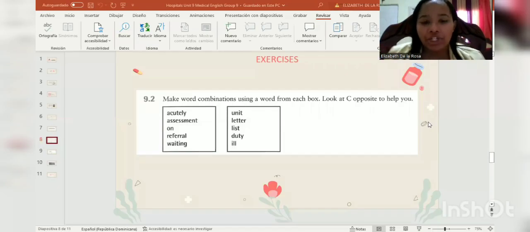Make word combinations using a word from each box. Look at A, B, and C opposite to help you. Acutely, assessment, on, referral, waiting; unit, letter, list, duty, ill. For example: acutely ill, assessment unit, on duty, referral letter, and waiting list.